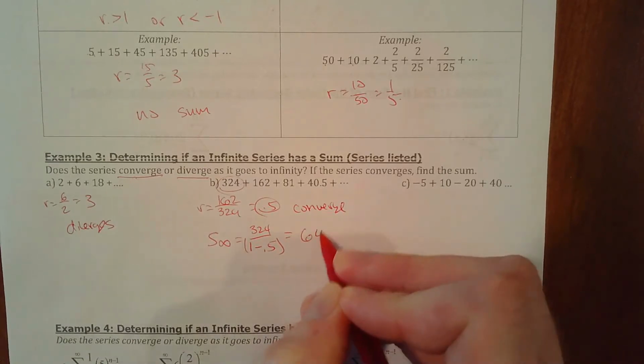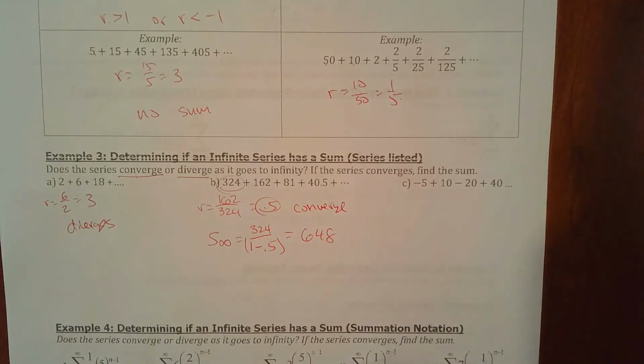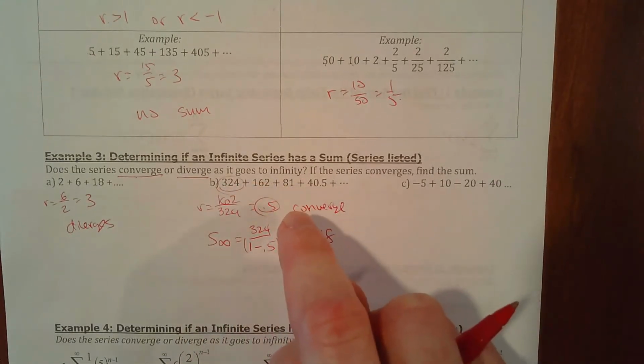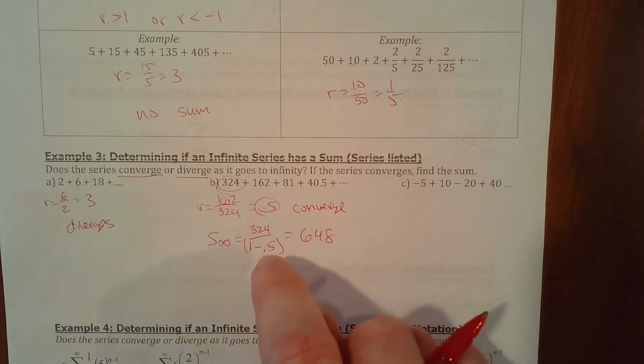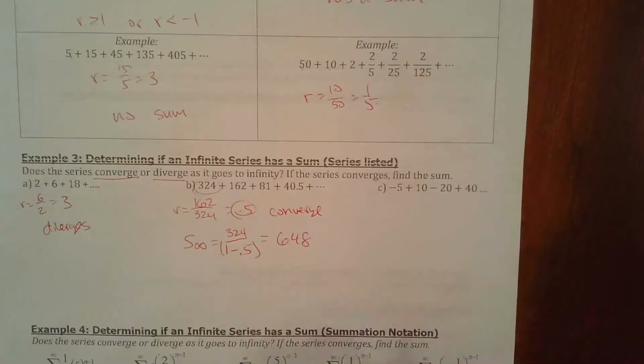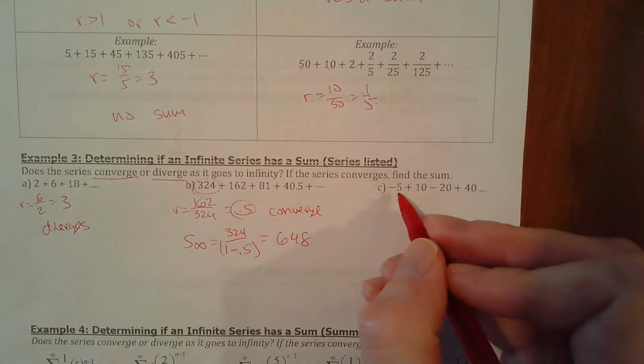It'd be 648. And if you wanted to check this, start adding the numbers up, and after about 50, maybe even after like 20, when you add the 21st term, the number's not really changing. It's just a number slightly less than 648, so that just means as you get towards the end, it's going to equal 648.